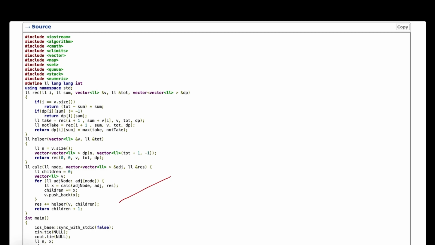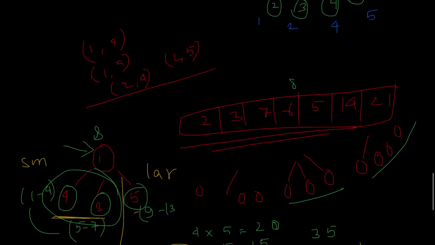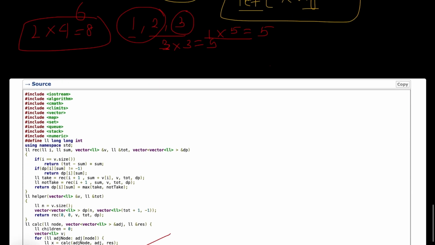We first go through each of the adjacent nodes, and we are also adding children here. This is a pretty standard way of finding the count of children in a subtree. We are also pushing it into a vector, because we are making this vector here. All of these are the numbers of children in a subtree, so we push them into this vector so that we can use it further.